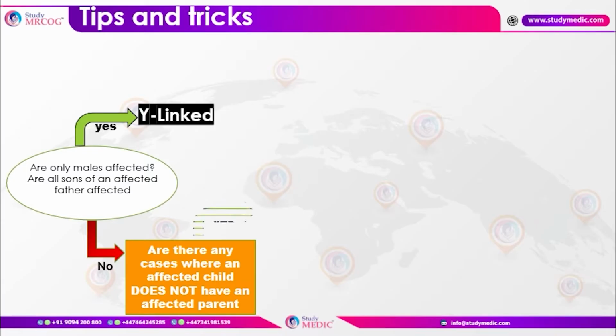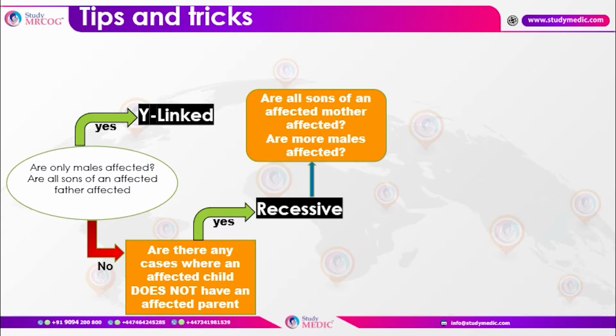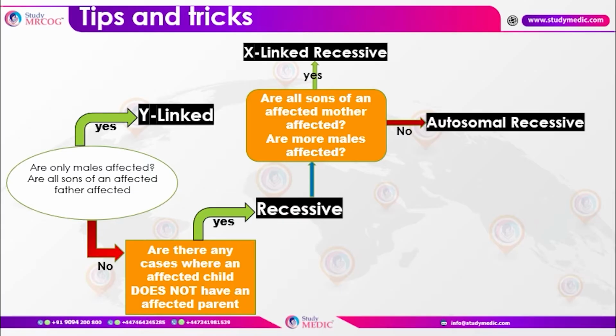So the answer to this is yes, we are dealing with a recessive condition. Our next consideration will be whether this is a sex-linked condition or whether this is autosomally inherited. So our next question will be, are all sons of an affected mother affected? Are more males affected? If the answer to this is yes, then we are dealing with an X-linked recessive trait. However, if there are males and females affected, then the answer will be autosomal recessive.